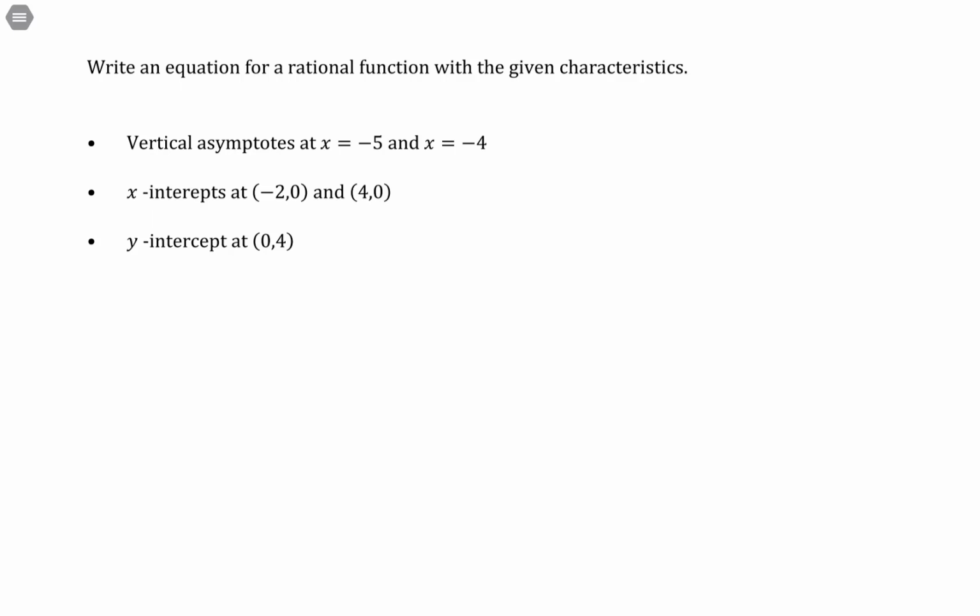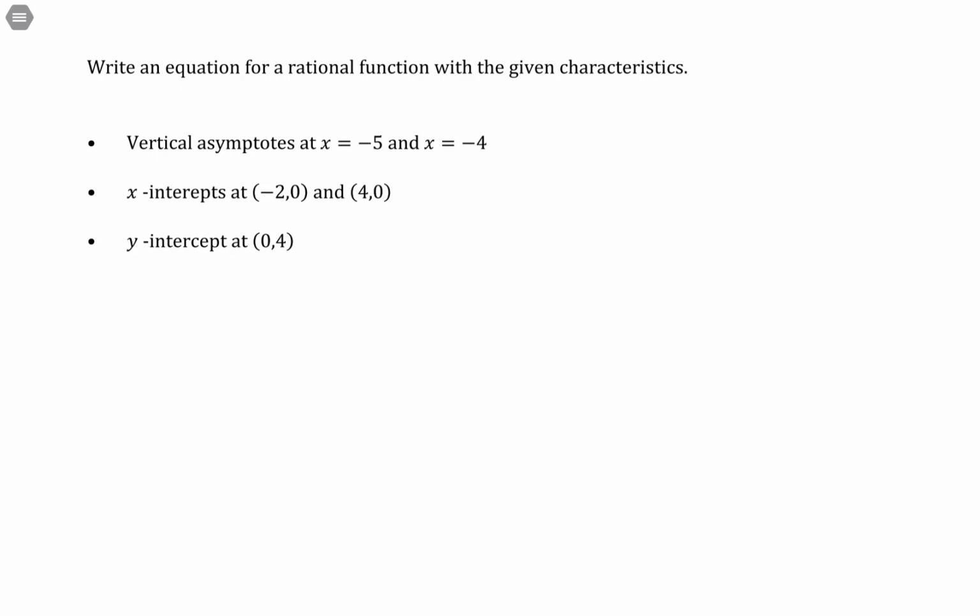Write an equation for a rational function with the given characteristics. Vertical asymptotes at x equals -5 and x equals -4, x-intercepts at (-2, 0) and (4, 0), y-intercept at (0, 4). Okay, so to make all of this happen, what we need to do is think about how these different aspects occur in a rational function.